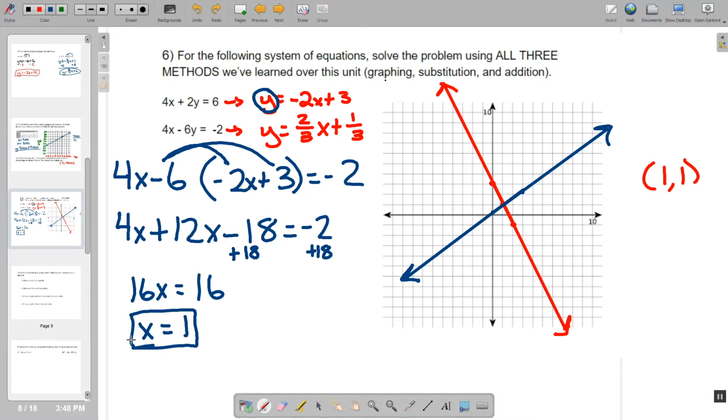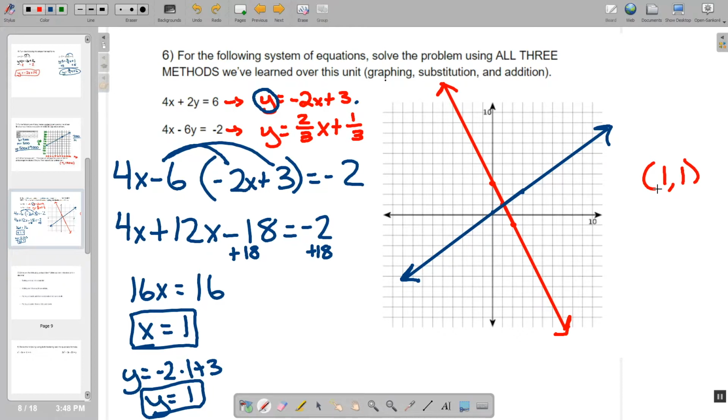I can substitute this one anywhere. I'm going to substitute it up here. So I'm going to get y is equal to negative 2 times 1 plus 3. That's negative 2 plus 3. My y is equal to 1. Which is good because that's what we wanted in the first place.